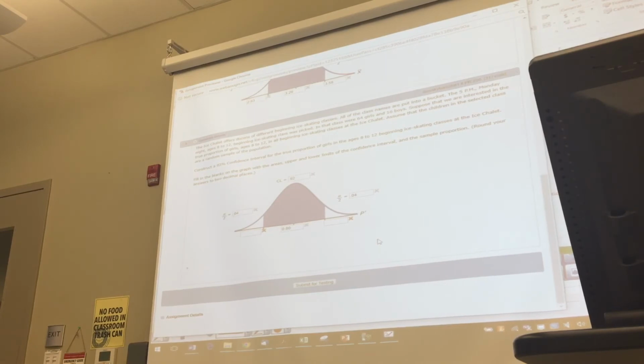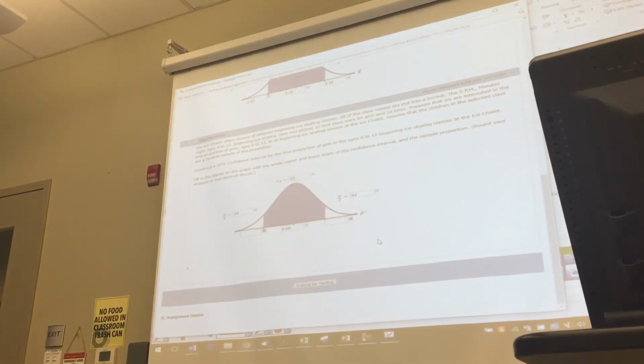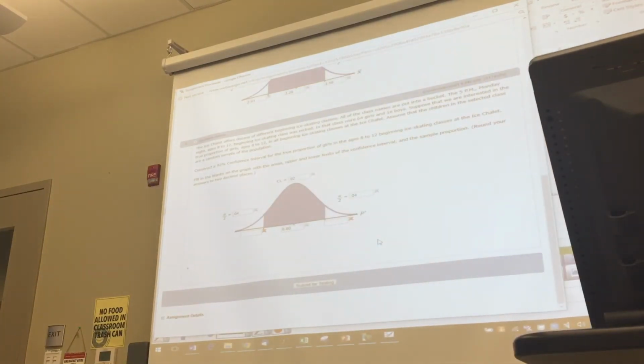What's our n? No, 80. Yep. The 64 girls plus the 16 boys is 80 kids. And when I do that, 0.8 times 0.2 equals 0.16, divided by 80 gives me 0.002, and then I have to take the square root of that.